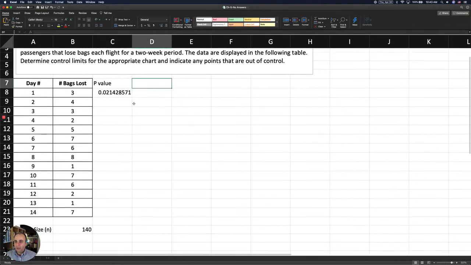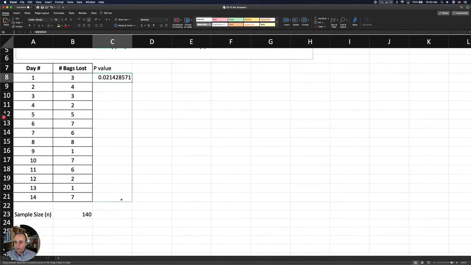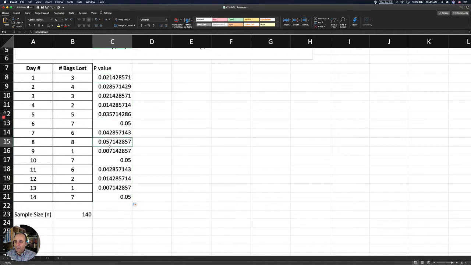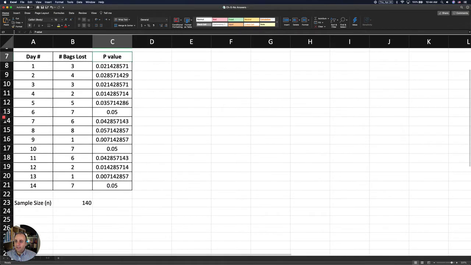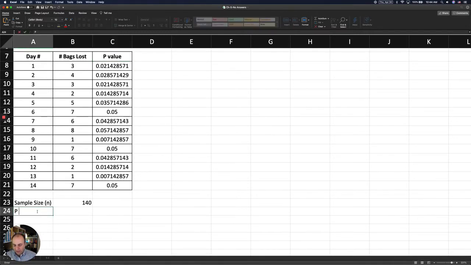And I copy this down all the way to the last day, or day 21. So this is going to be my p-value, and let me make the format the same as the table. And then the next thing that I need to calculate, based on this p-value, is p-bar. P-bar is basically the average of all these p-values. So I have 14 proportions, and the average of all these proportions is going to be my p-bar. Basically, if I add all these values and divide them by 14, it gives me my p-bar.